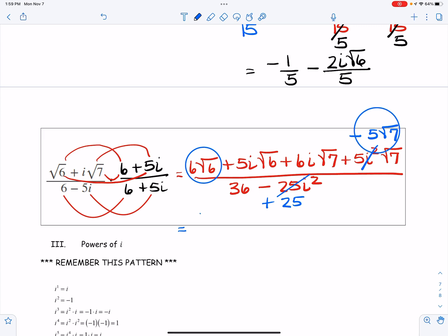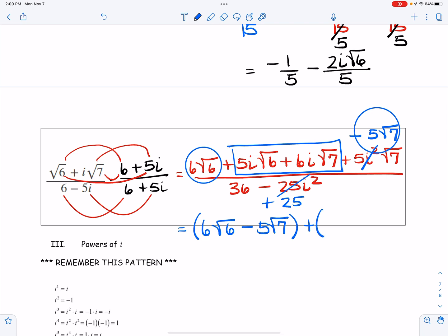And you're going to put those in parentheses because you're not going to be able to combine those two numbers. Okay, and then you're going to put your imaginary numbers together, and the only thing that you're going to do is factor out that i and put it out there. And then in the bottom, 36 plus 25 makes 61.